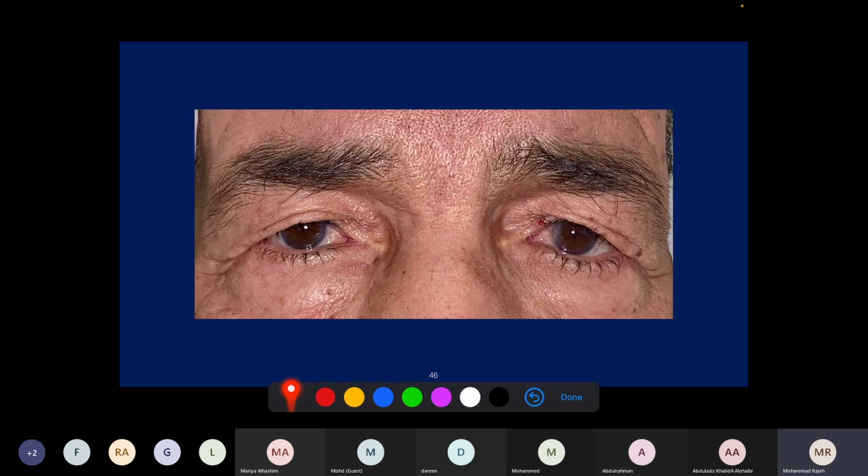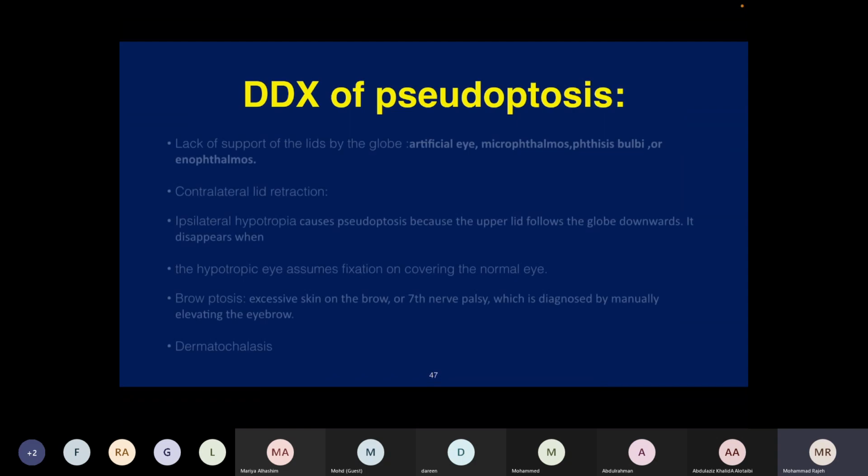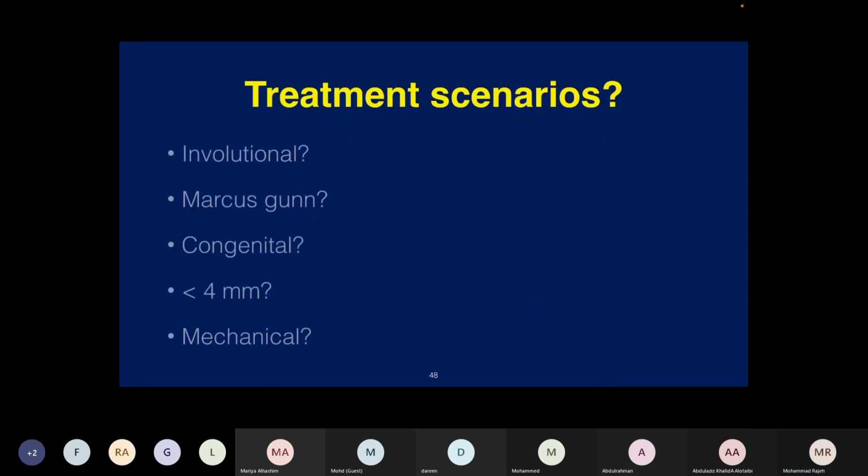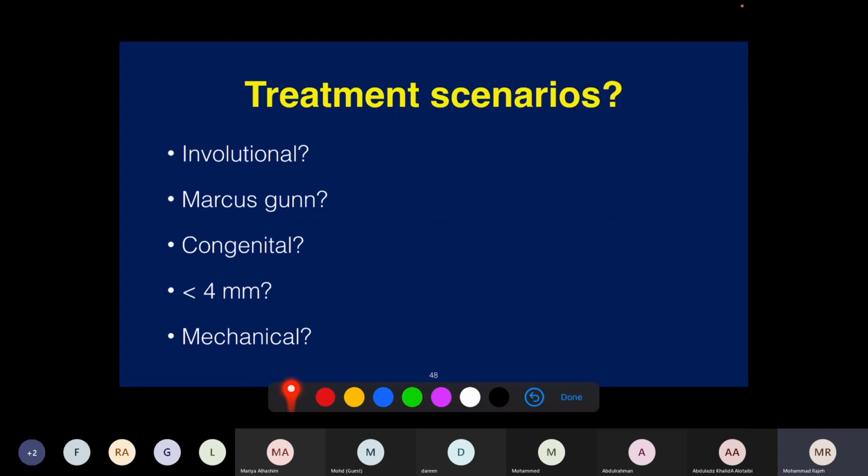As you know, the MRD1 is normal here, but you have dermatochalesis. So this is pseudoptosis. Also, it's important to know the differential diagnosis of ptosis and pseudoptosis. And these are the treatment scenarios that you should know about.